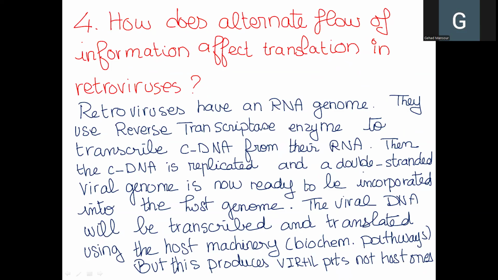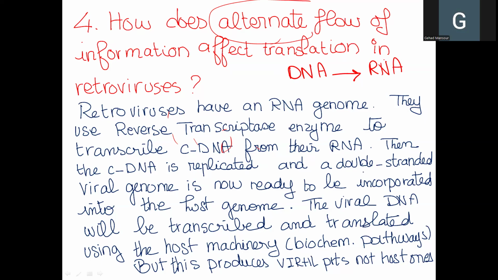How does the alternative flow of information affect translation in retrovirus? Of course, at first glance, you can see that this is a very difficult question. What is alternative flow of information? In order to explain what the alternative flow of information is, we have to say what the original flow of information is. The original flow of information is from DNA. This is the classic flow from DNA to RNA.